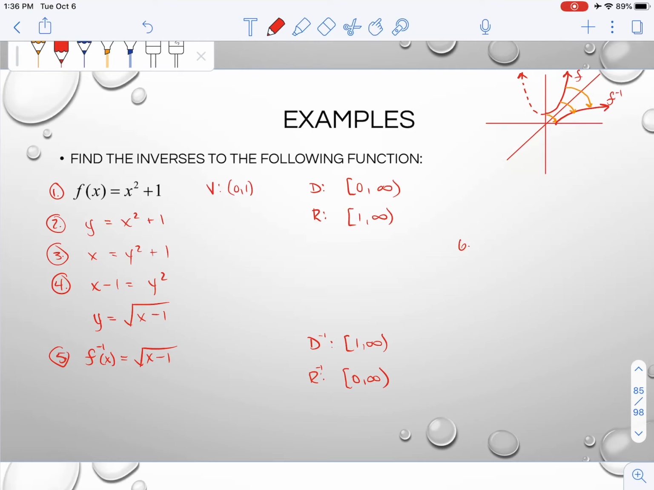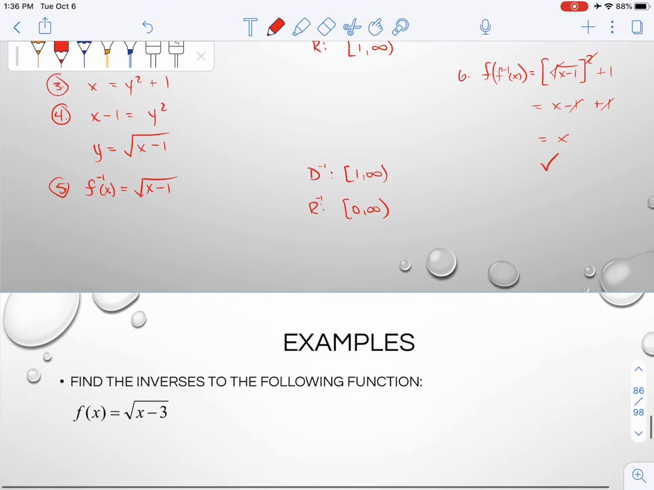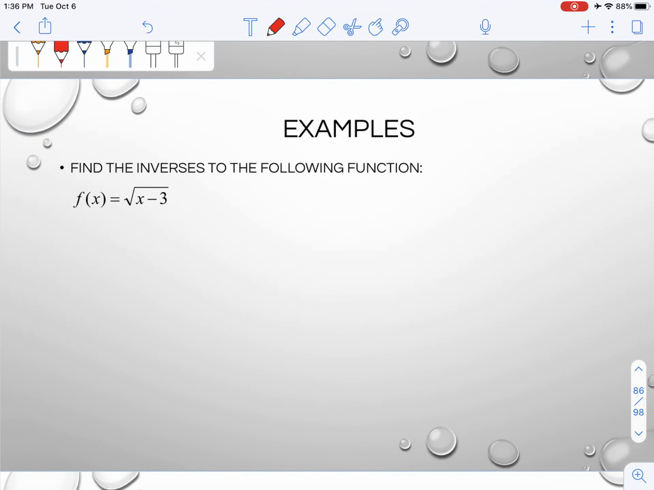Verification, step 6. Let's do f of f inverse. And again, it doesn't matter which order you do the substitution in. All right, so here I would have quantity square root x minus 1 all squared plus 1. The square and the square root cancel, leaving me with x minus 1 plus 1. Minus 1 plus 1 cancel, leaving me with x. These are, in fact, inverses. We're good to go. All right? Let's take a look at another problem.